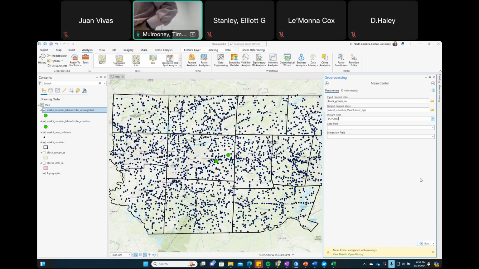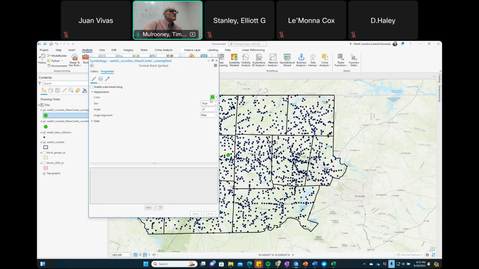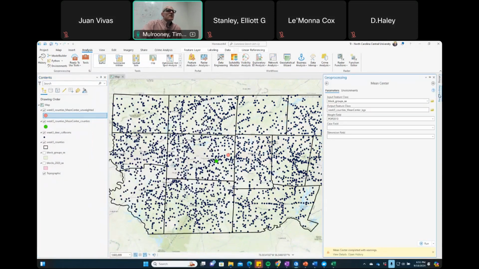So now my input is going to be what? Block groups, the weight field is pop 2013. I give it a brand new output feature class. You get something that's going to appear that I can kind of recognize it. Because if I wanted to, look what I can do. Properties. I can change it from, there we go. So we've got the unweighted one in pink. We got the weighted at the county level in pink. Let me go back. I got the block groups at the center of block groups here.